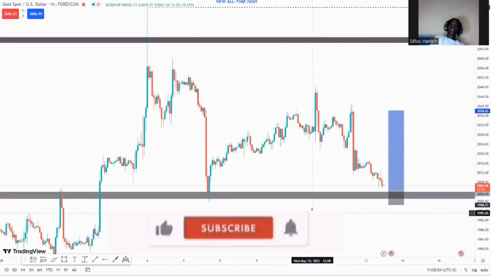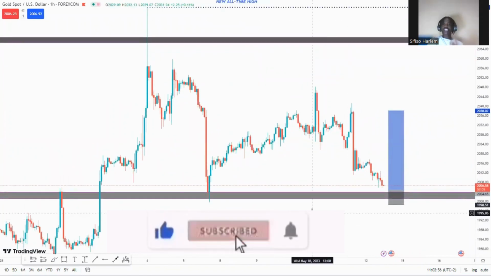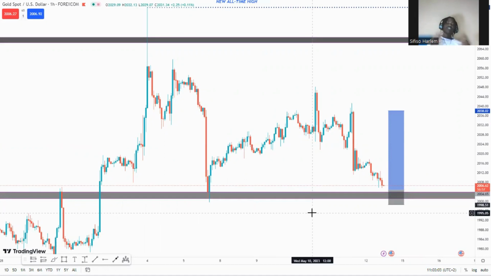So on today's video, I want to break down how I add confluence, or how I add confirmation, to my entries using candlesticks. This works on any trading pair. You can use it on any strategy.